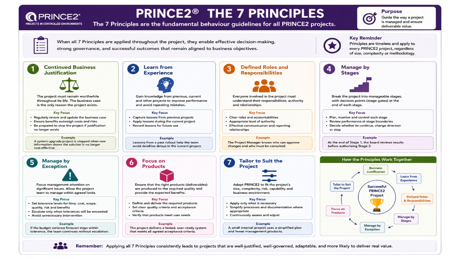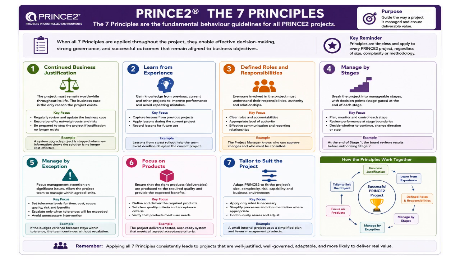The second principle is learn from experience. PRINCE2 encourages organizations and project teams to capture lessons from previous projects and apply them continuously throughout the current project. This creates a culture of continuous improvement and reduces the likelihood of repeating mistakes. Lessons learned are not just retrospective activities at project closure. They should influence decision-making throughout delivery.